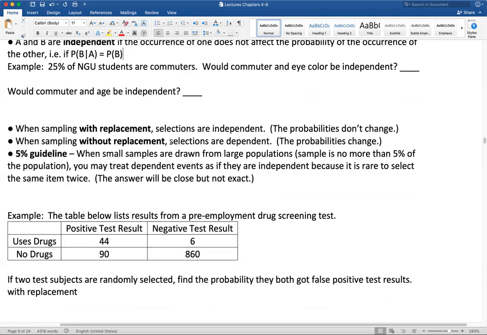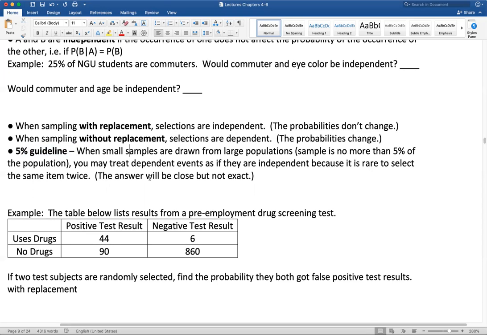Okay. Now, the 5% guideline. When small samples are drawn from large populations, where the sample is no more than 5% of the population, you may treat dependent events as if they are independent because it is rare to select the same item twice. Yes, the answer will be close but not exact, approximately. I'm going to talk about this one later too, okay? So first one, let's see.